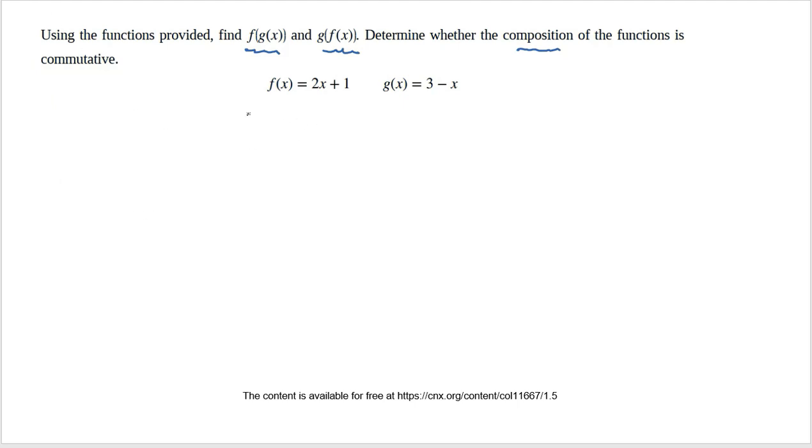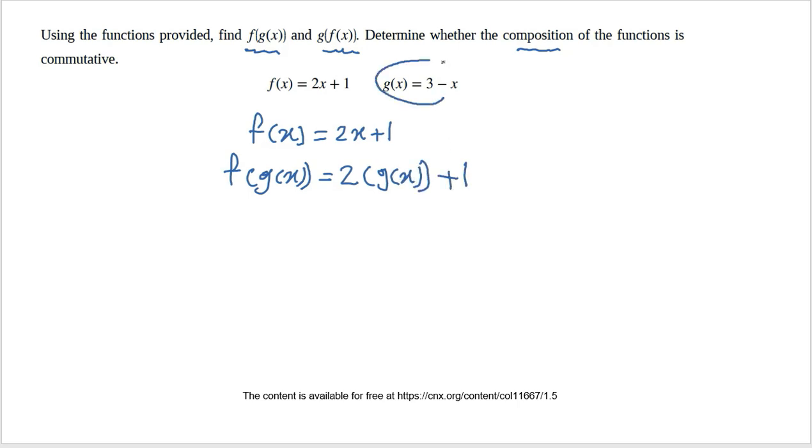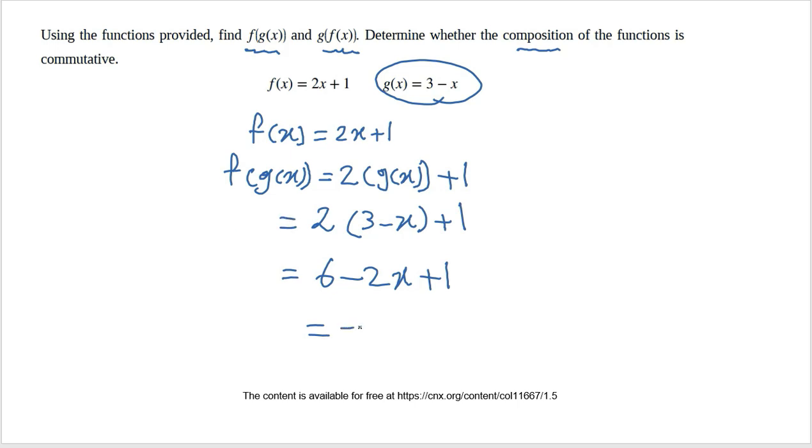So now let's go back to the question. f of x is equal to 2x plus 1. f of g of x must be equal to 2 times g of x plus 1. g of x is 3 minus x, so 2 times (3 minus x) plus 1 is equal to 6 minus 2x plus 1, and that's equal to minus 2x plus 7.